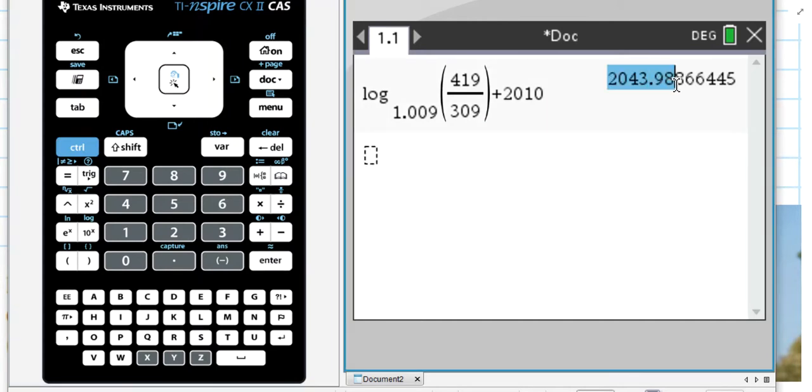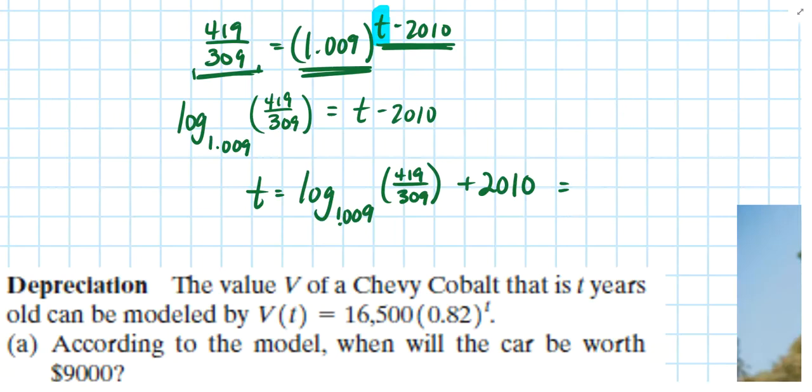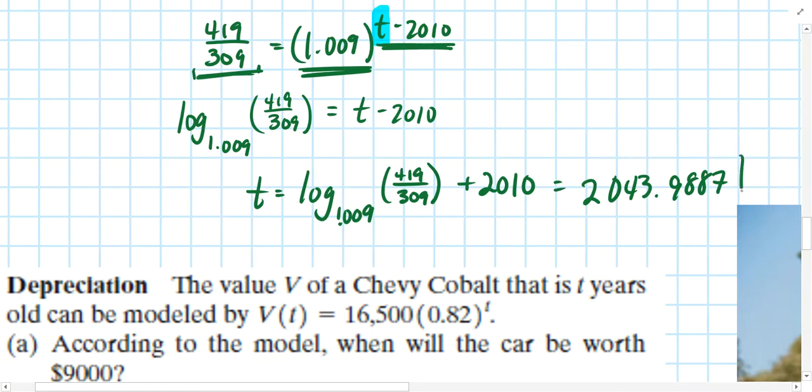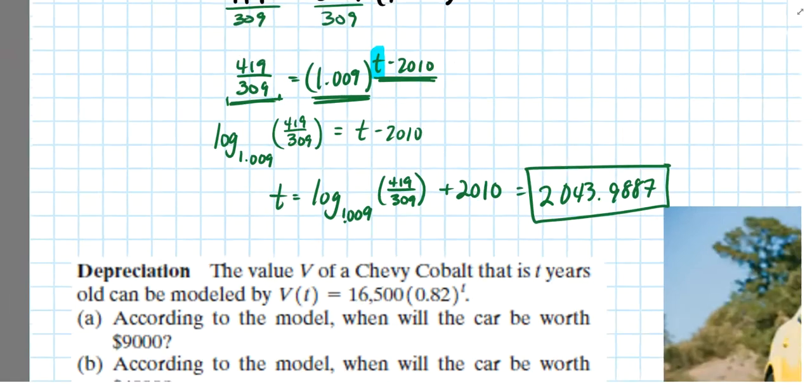And evidently in the year 2043, towards the very end of 2043 or almost 2044, that's when the population will reach 419 million. Since I like 4 decimal places for accuracy here, I think this would be a good answer to indicate for this particular problem.